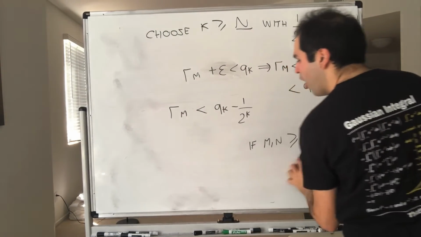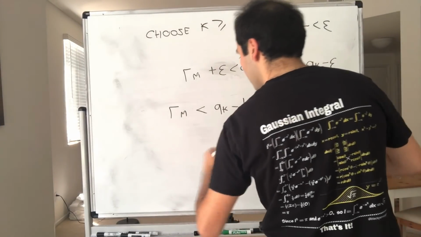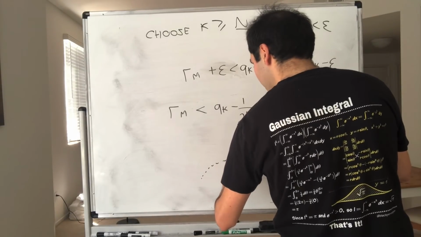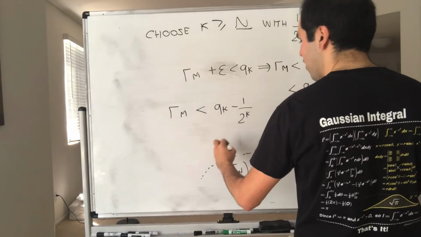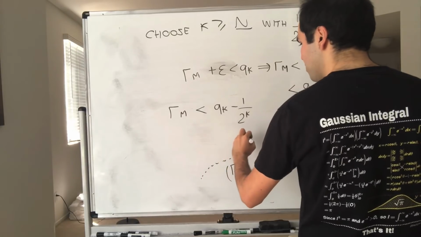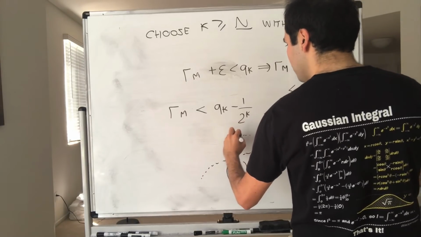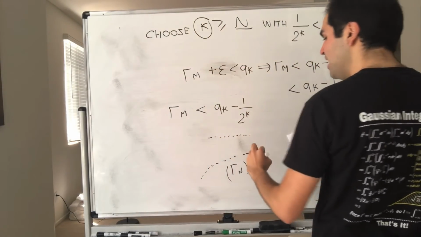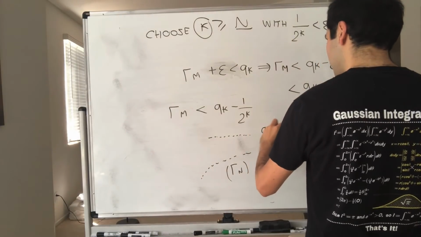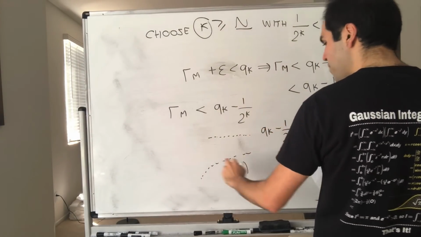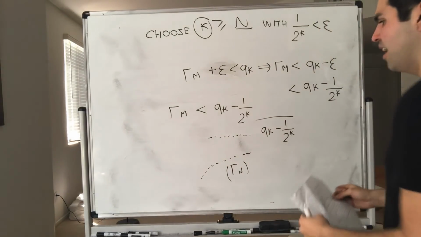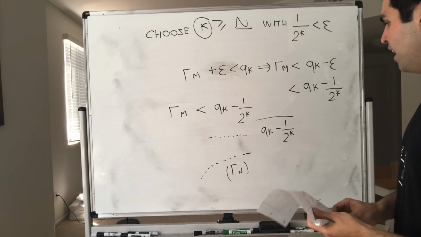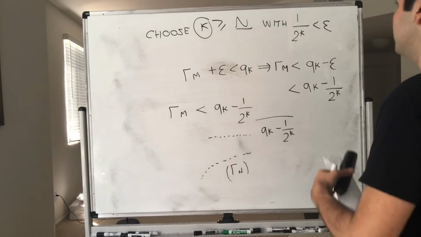It might seem obvious, but what do we have? We have the sequence Rn. I just showed that every m is bounded above by Qk minus 1 over 2 to the k, which is again constant because k is constant. And I'm claiming this whole sequence is bounded above by this constant sequence, Qk minus 1 over 2 to the k.